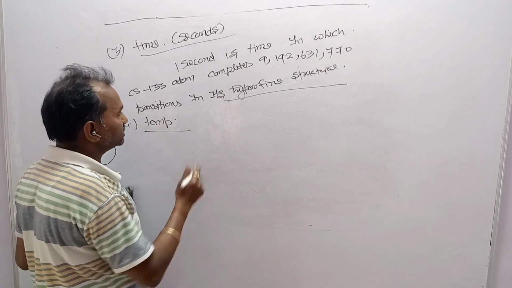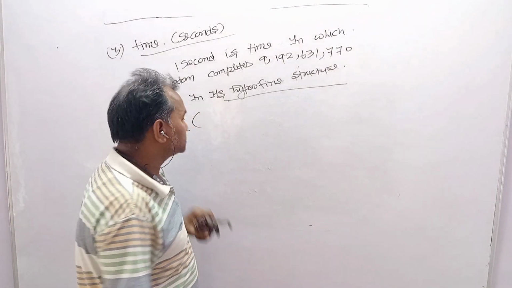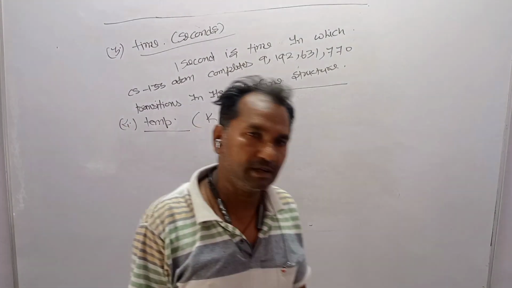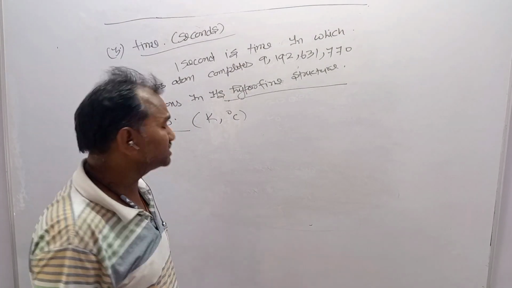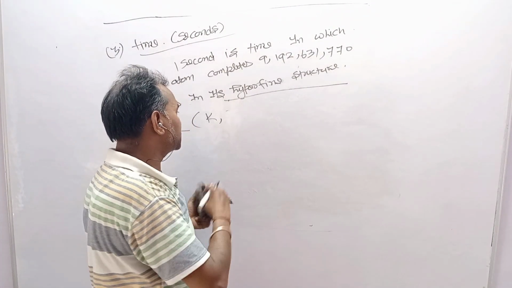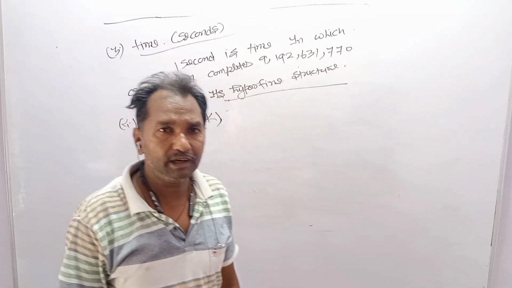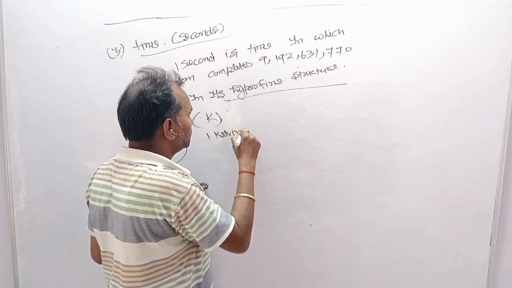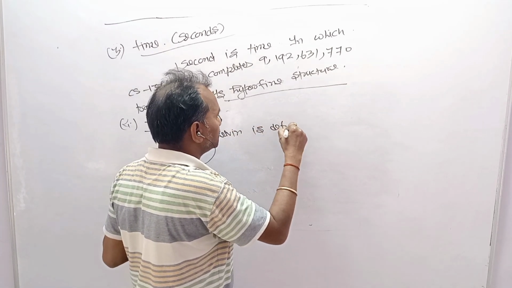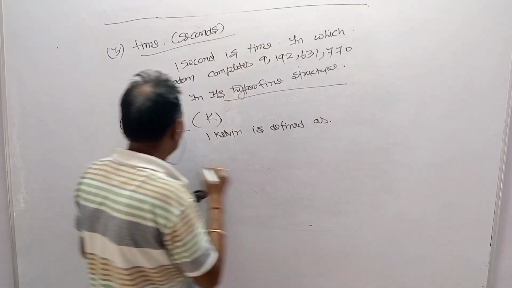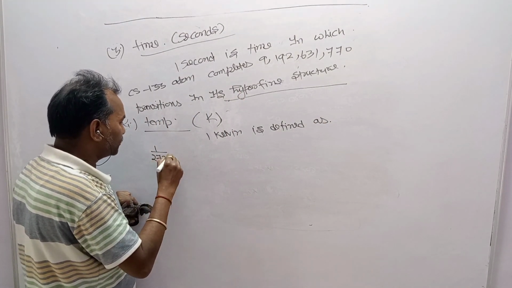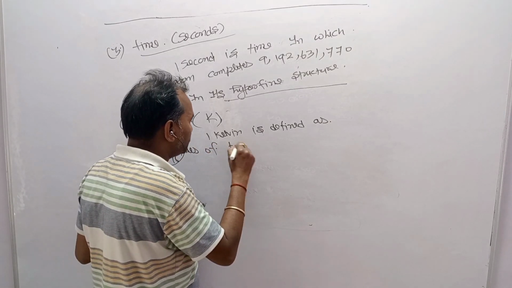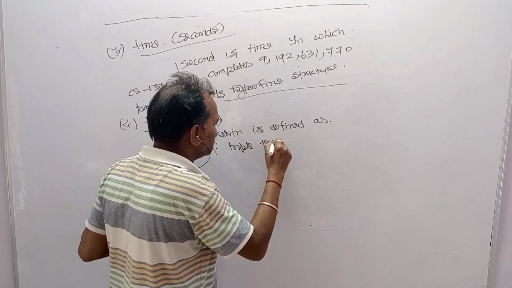Now we have to define the temperature. Its SI unit is either Kelvin or degree Celsius. You may write Kelvin or Celsius. Dear students, how will you define that? I am taking Kelvin, and how will we define the Kelvin? 1 Kelvin is defined as 1 upon 273.16 times of triple temperature of water.